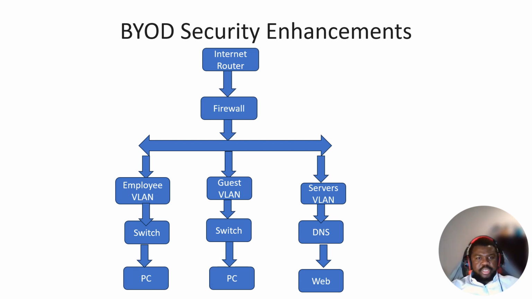This is just a basic network architecture for our BYOD security enhancements. Of course, we have our internet and router that connects us to the outside world, and then our firewall, which will seclude us and secure us from any external threats. We will have our employee VLAN, of course the switch, and the PCs. And we're going to have our guest VLANs, the switch as well as PCs, and then our servers, our DNS, and the web. This is, as I said, a basic network architecture to envisage what that will look like for our growing mobile workforce.